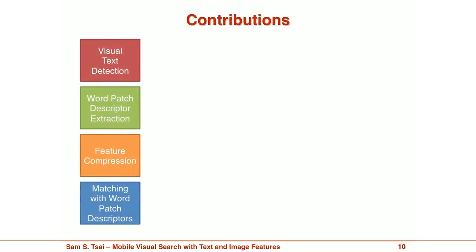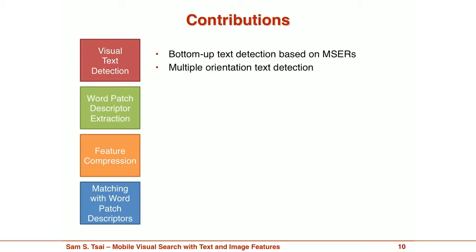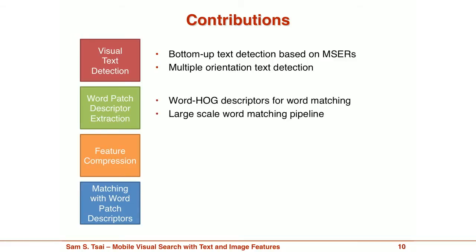My research contributions have also been on these 4 different blocks within the system. For visual text detection, I have developed a bottom-up text detection algorithm that is based on maximally stable extremal regions. It's a multiple orientation text algorithm that can detect text reliably. To describe the visual text, I developed a new WordHOG descriptor. I have found that it can perform very well for large-scale word-patch matching.